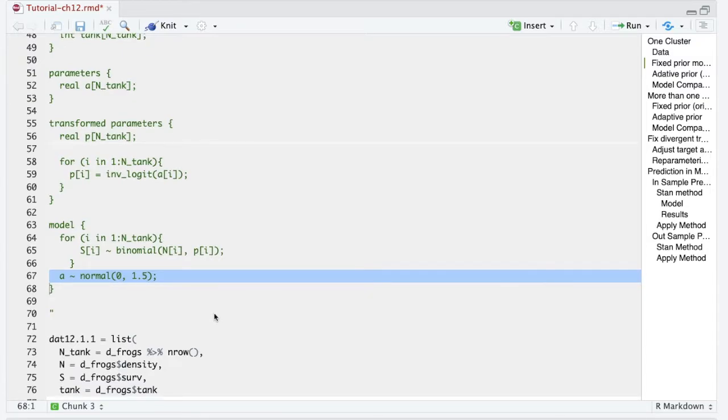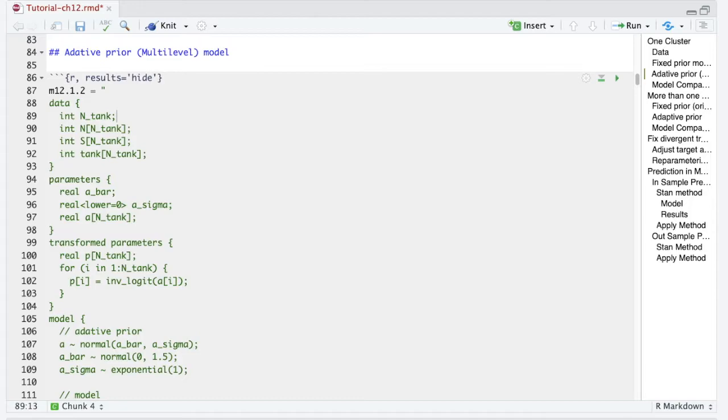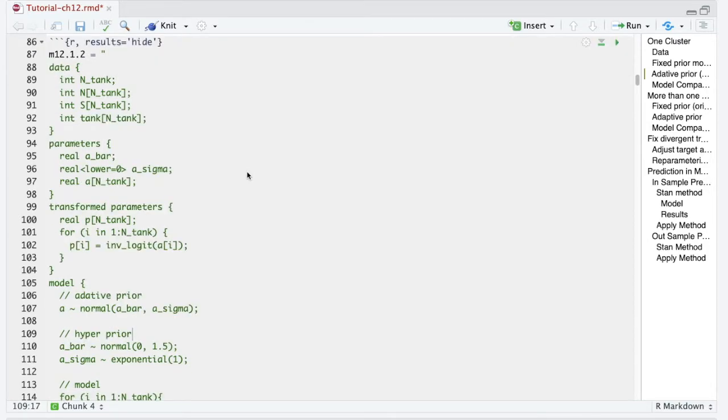However, this is not consistent with reality. In the real world, we may gain more experience as we see more ponds, so our prior can be set adaptively, and the information between different ponds or different tanks can be shared with each other. Multi-level models can help us achieve the goal of information sharing between clusters through the usage of adaptive priors. Let's dive into the newer model.